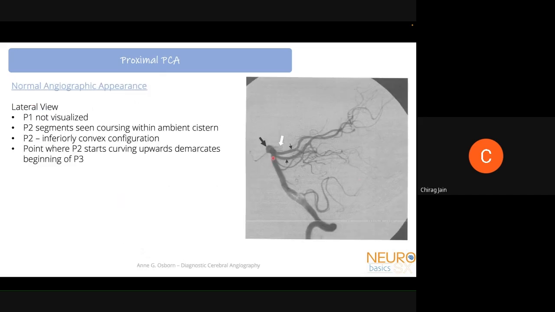So this is the normal angiographic appearance of the proximal PCA. In a lateral view, the P1 segments will not be visualized. As we know, they are horizontal segments. P2 segments, on the other hand, can be very well seen, and they usually have an inferiorly convex configuration. The point at which they start turning up is the junction of P2 and P3.